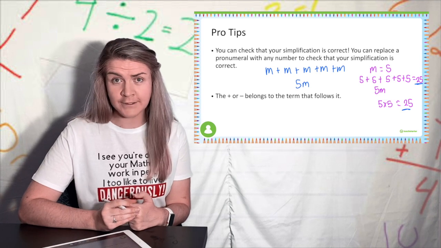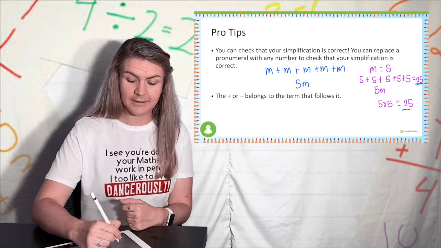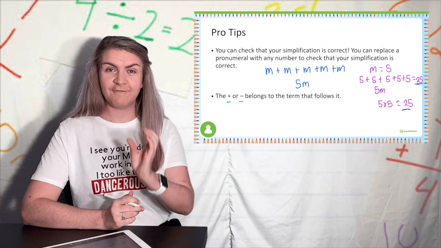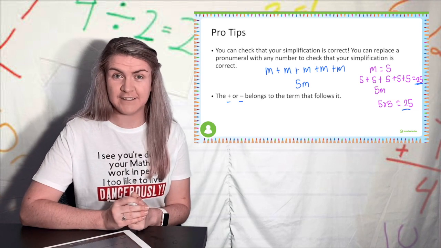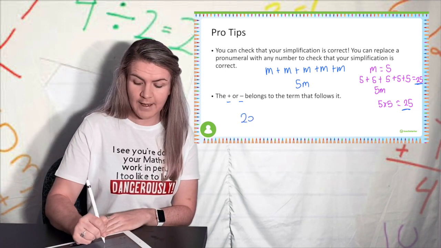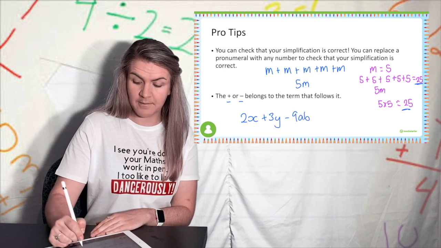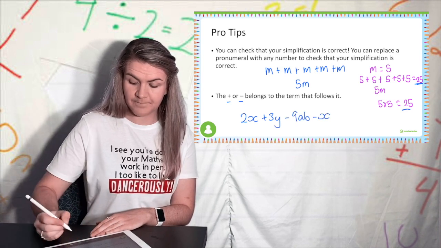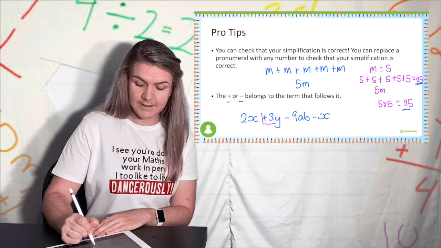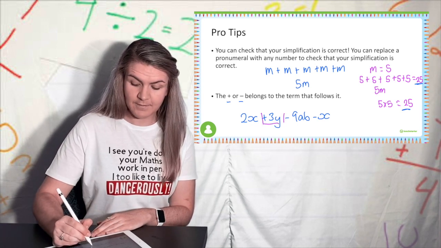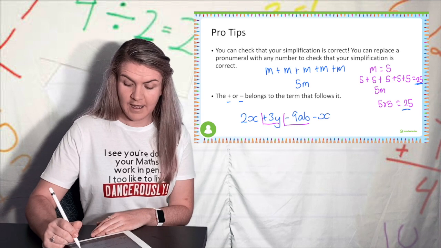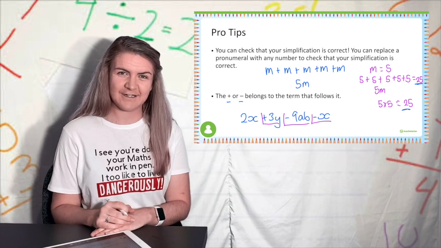The other thing I really want you to remember is that our plus and minus sign always follows the term behind it. So if I have 2x plus 3y, take 9ab, take x. This plus is with this 3y, this minus is with the 9ab, and this minus is with the x.